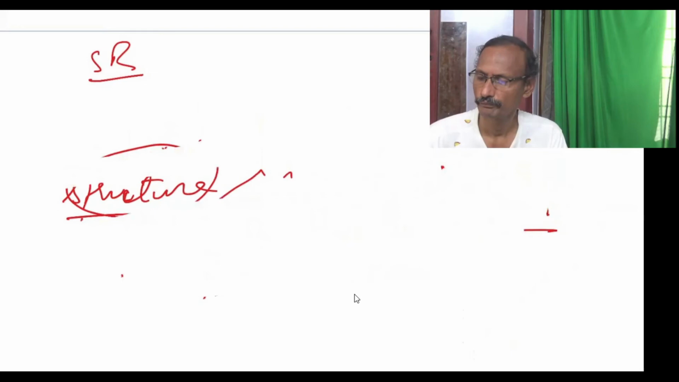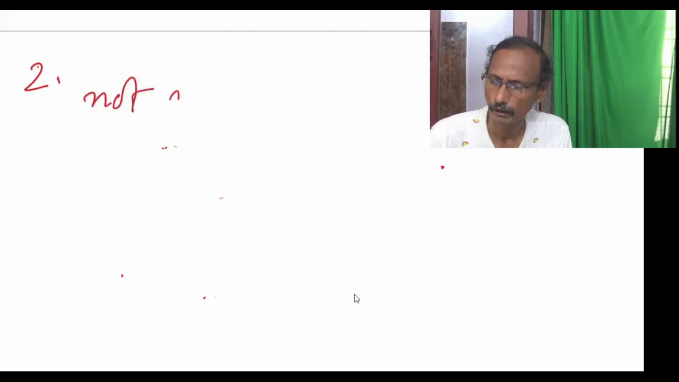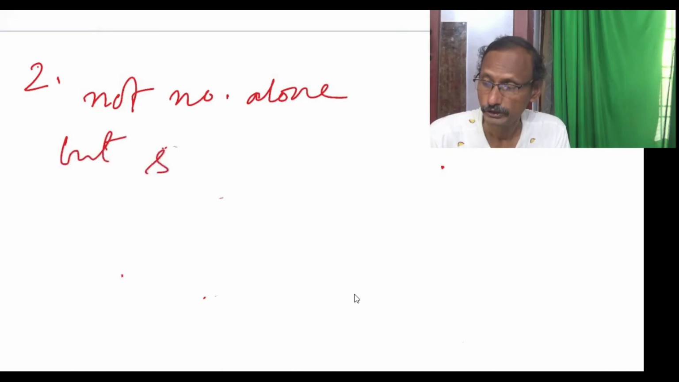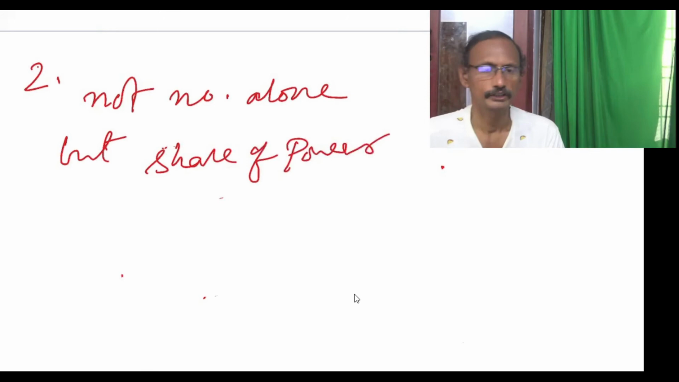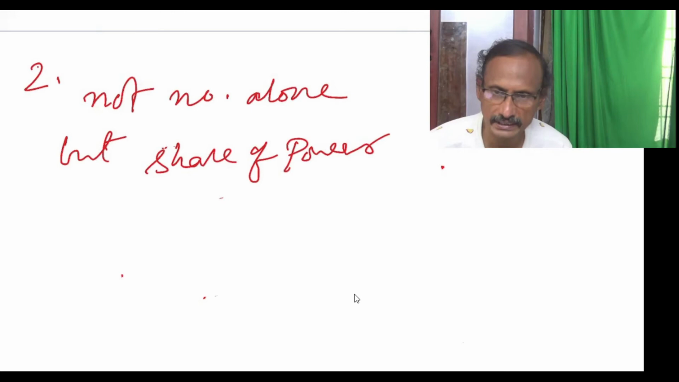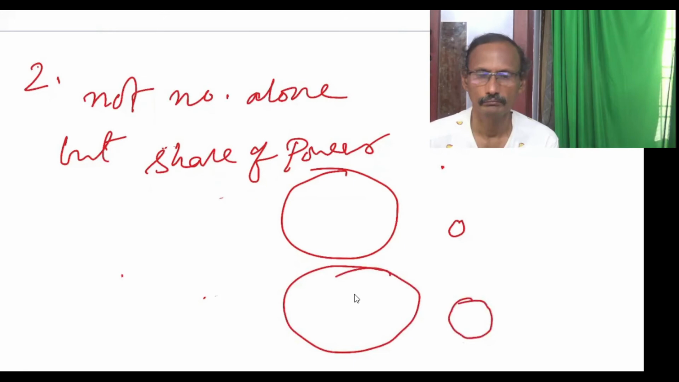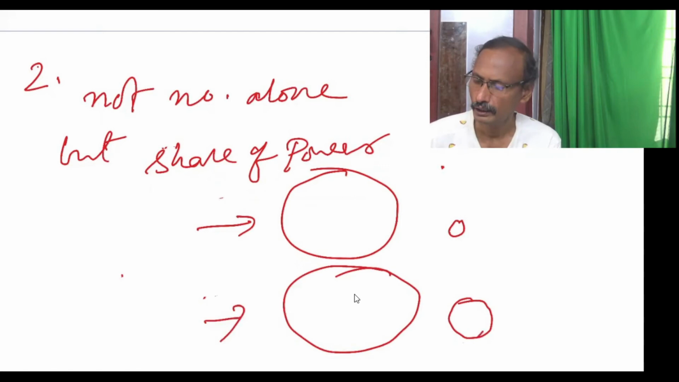Now, the second point is, it is not the number alone, but the share of power. For example, when a country is unipolar, how powerful it is vis-a-vis the second power. So, this is a unipolar world. This is also a unipolar world. But this unipolarity means that it is a preponderant power. The second power is too small. Whereas in this case, the second power is somewhat significant. And of course, even if it is like this also, it is unipolarity.